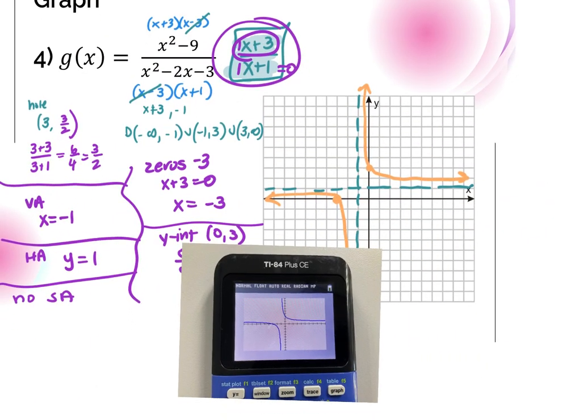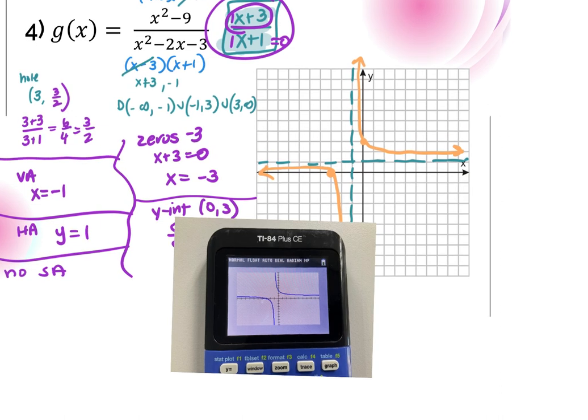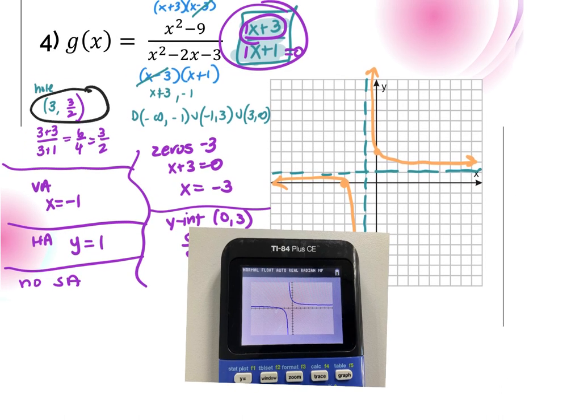I typed in this one, and I got this graph. What the graphing utility doesn't have that you need to make sure you add is that there's a hole. So when it says there's a hole at (3, 3/2) or (3, 1.5), there would be a hole on my graph at that point. The graph will still go through that point, except there should be a hole, and then the graph would continue before and after.